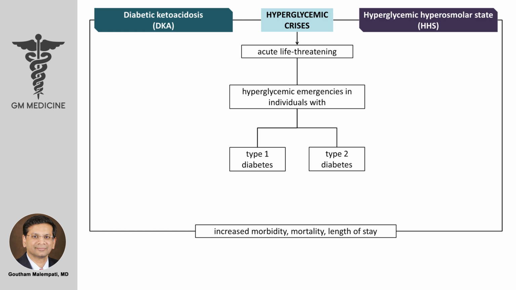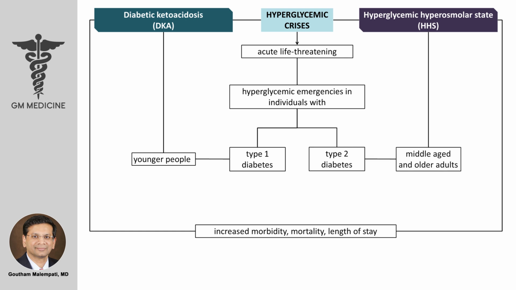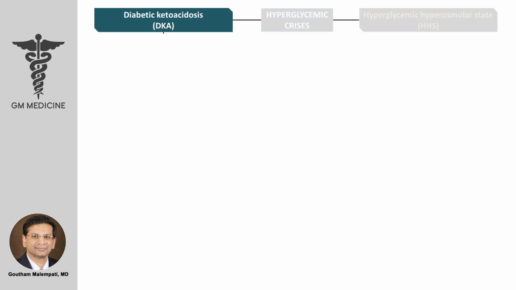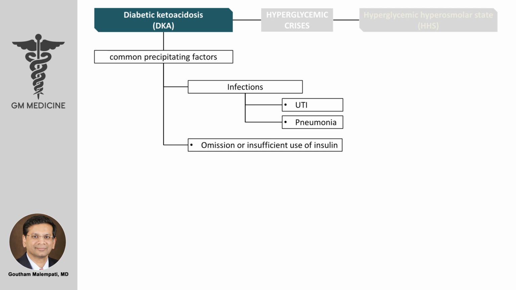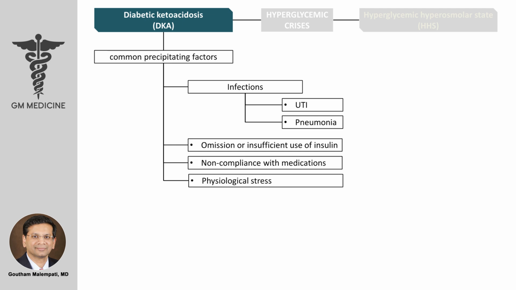While diabetic ketoacidosis is more common in younger people with type 1 diabetes, hyperglycemic hyperosmolar state is more common in middle-aged and older adults with type 2 diabetes. Most common precipitating factors for diabetic ketoacidosis include infections such as urinary tract infection, pneumonia, omission or insufficient use of insulin, non-compliance with medications, and physiological stress.